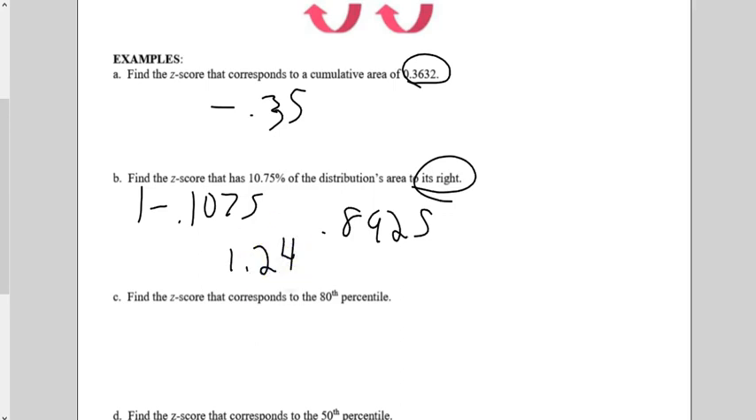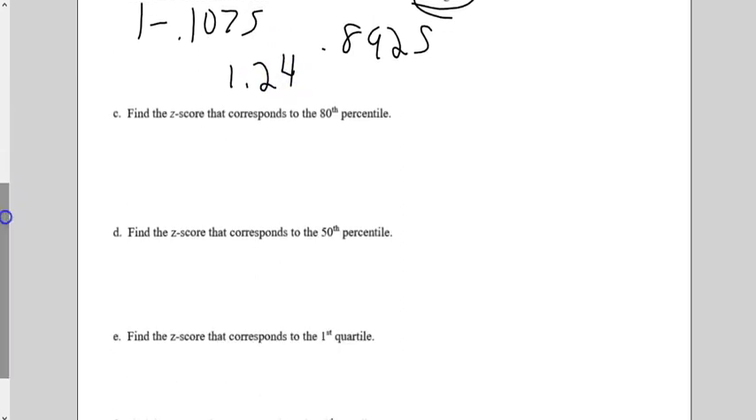All right, 80th percentile. So that means 0.8000. You're going to look at the chart. Obviously, it's going to be on the positive side. 80th percentile is above 50th percentile, so it's going to be on the right side. And you're just looking for 0.8. The closest thing is 0.8000. You're not going to find it exactly.